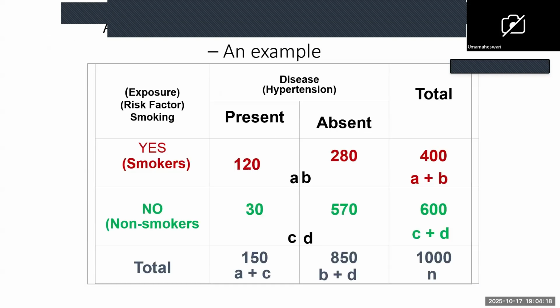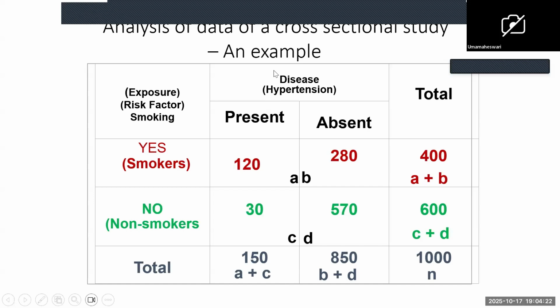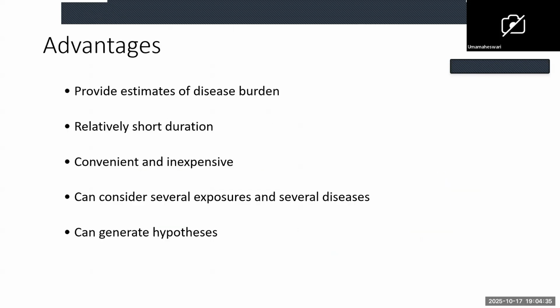So here you are doing some analysis. You come up with hypertension present, absent, and your exposure present, absent. You do some analysis. You can even calculate your odds ratio. This is the analysis part of your cross-sectional study.